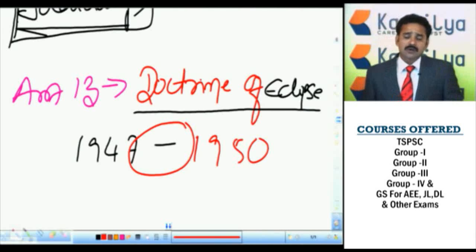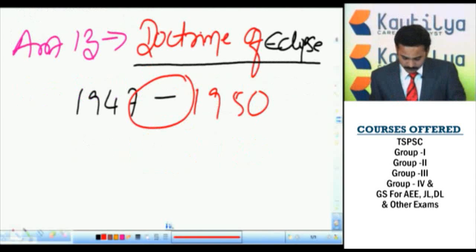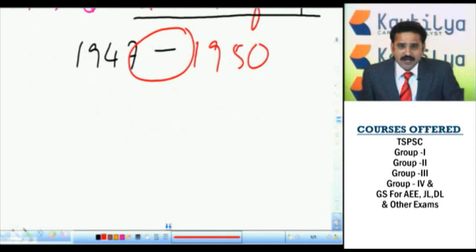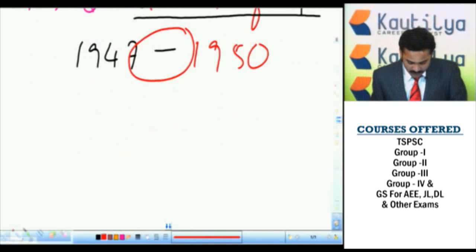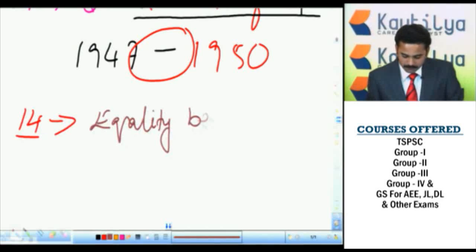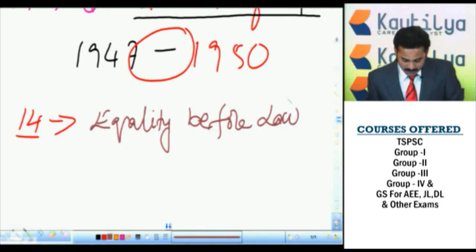Now we are going to understand the various rights, starting from Article 14. Already we know that Article 14 to Article 18 is the right to equality. Now Article 14. Article 14 has two parts. One is equality before law, and equal protection of law.